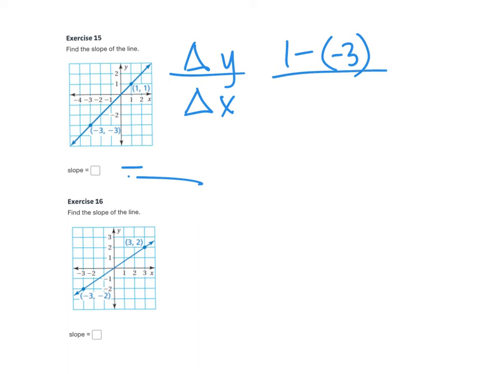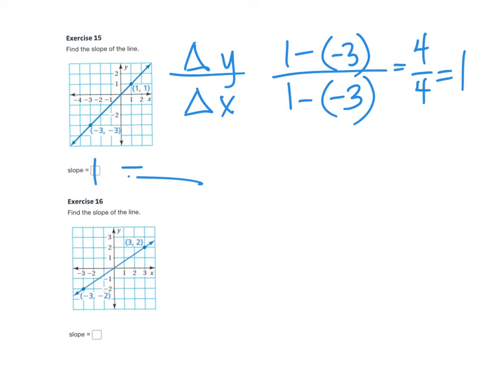And then I have for my x, 1 minus -3. All right, so when I do 1 minus -3, that's like adding the opposites. So this ends up to be 4 over 4 or 1. So my slope is 1.